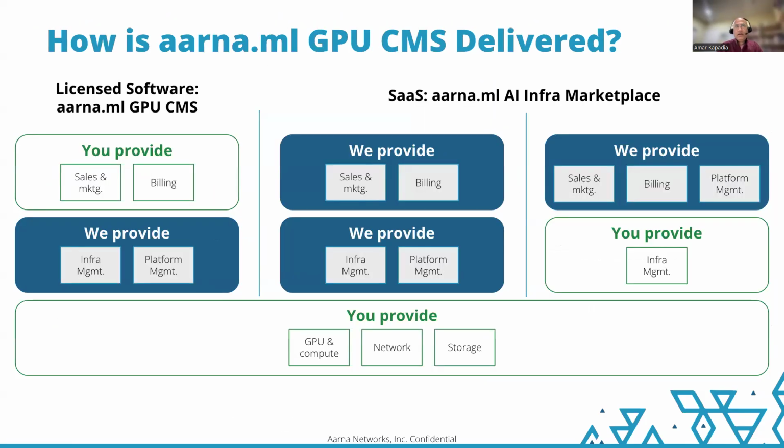We offer two broad ways to consume the product. One is licensed software and one is SaaS. So let's go through it. It's a little bit complicated, so I'll walk through it. So you as an AI cloud provider, obviously you provide the hardware. So the NVIDIA reference architecture or equivalent will be provided by you. So GPU compute, network storage comes from you.